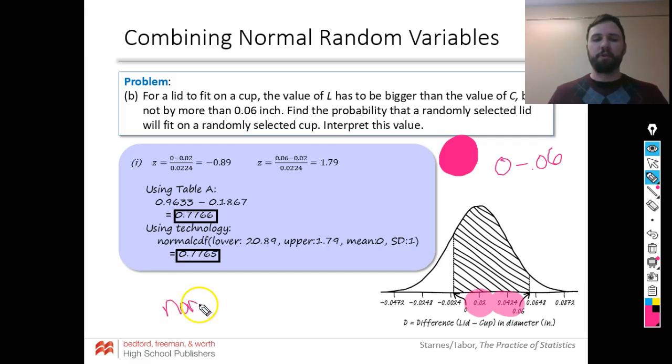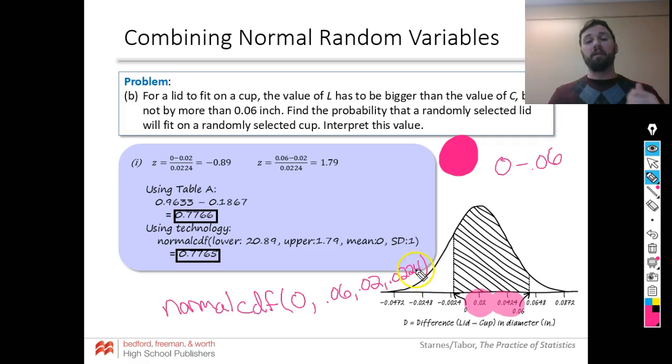It's normally distributed, so we're going to use our normal CDF. Normal CDF, left bound, right bound. Zero is our left bound. 0.06 is our right bound. Our mean was 0.02. And our standard deviation is 0.0224, which we found from subtracting our means, and from squaring and adding our standard deviations and then square rooting them to find that standard deviation. Okay? When you do that, you'll get 0.7766, which would be the probability that a randomly selected cup is the right size.